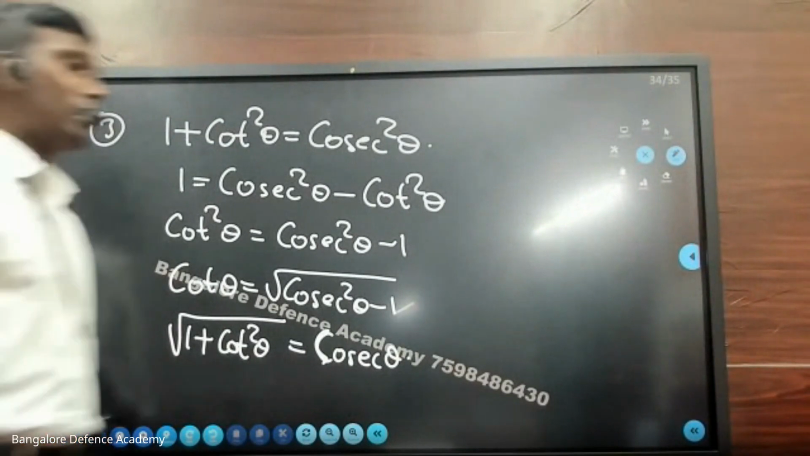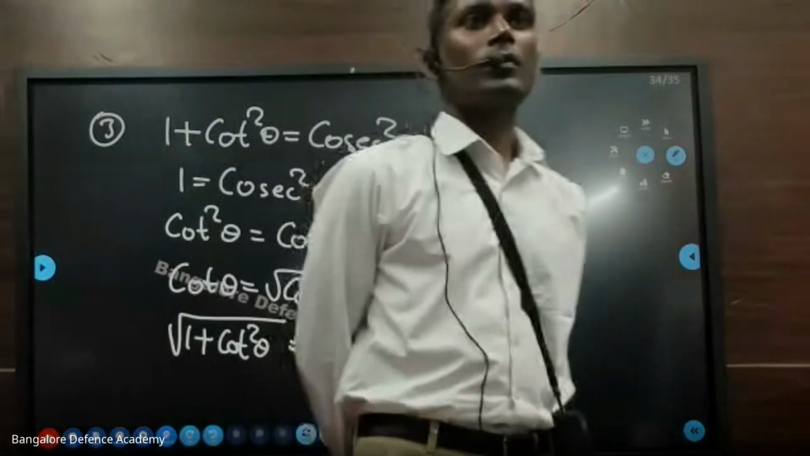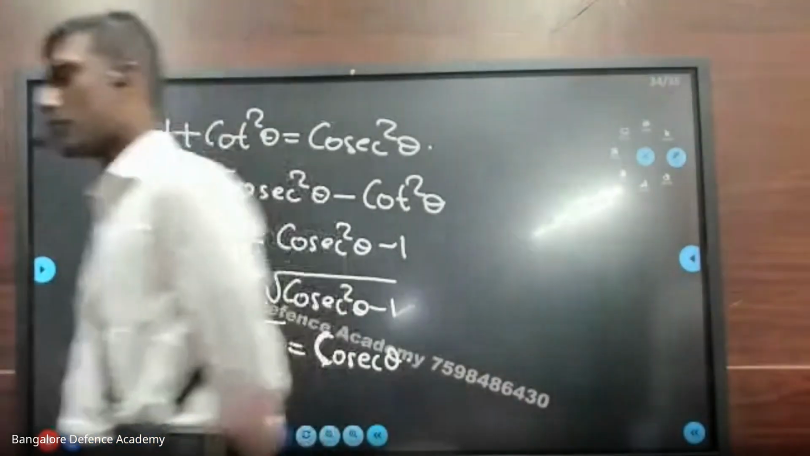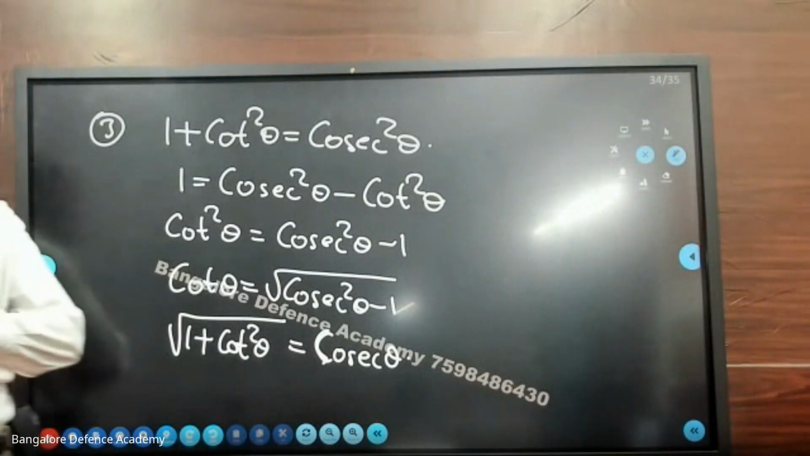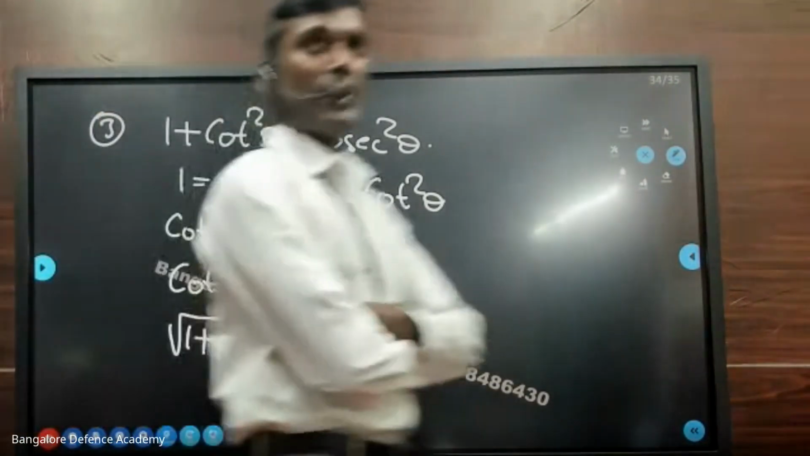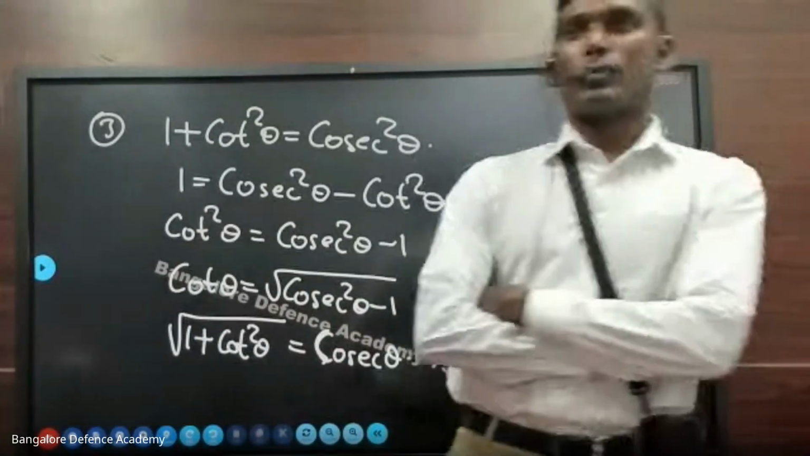What is the formula for sine theta? Opposite by hypotenuse. Cos theta? Tan theta? Cot theta? Secant theta? Cosecant theta?